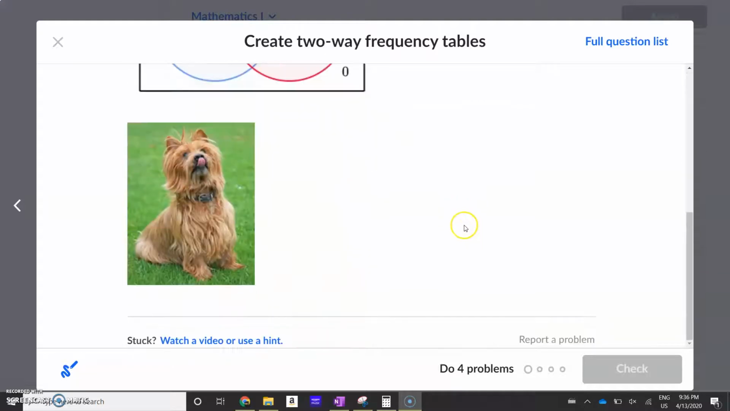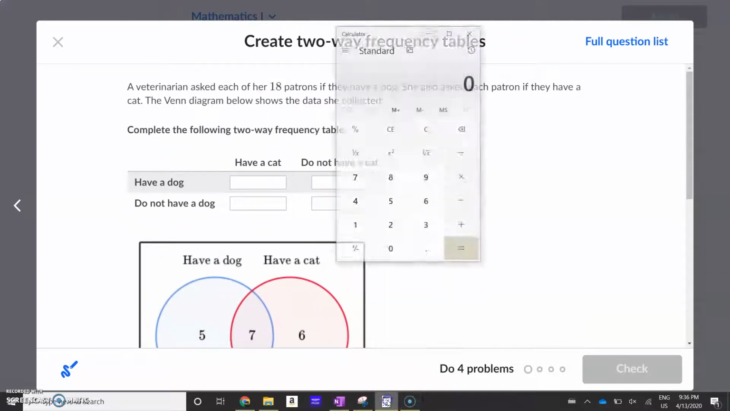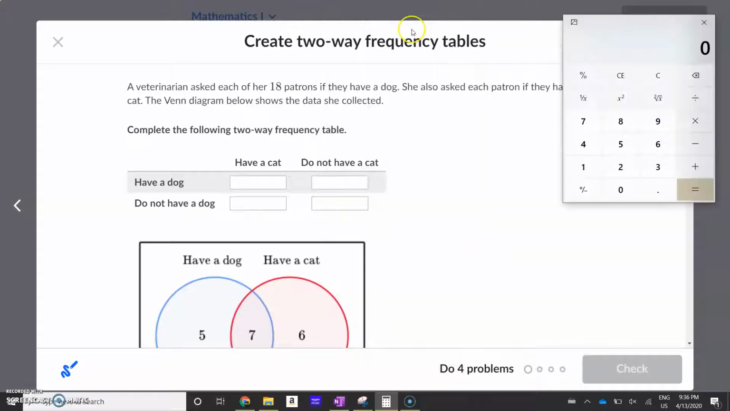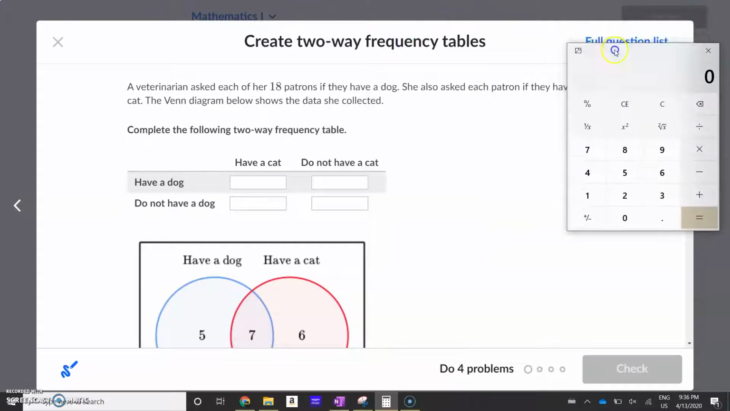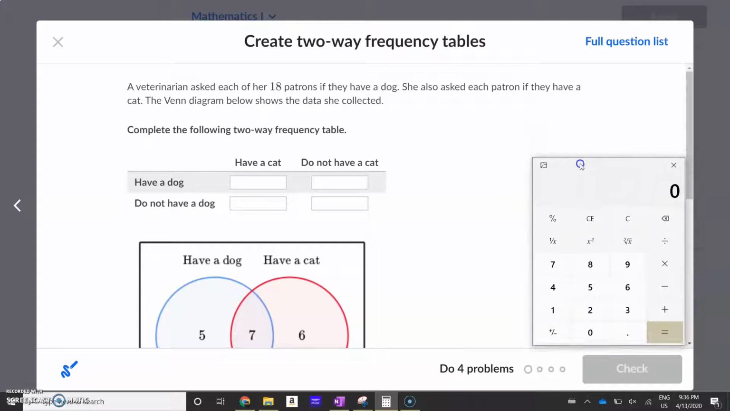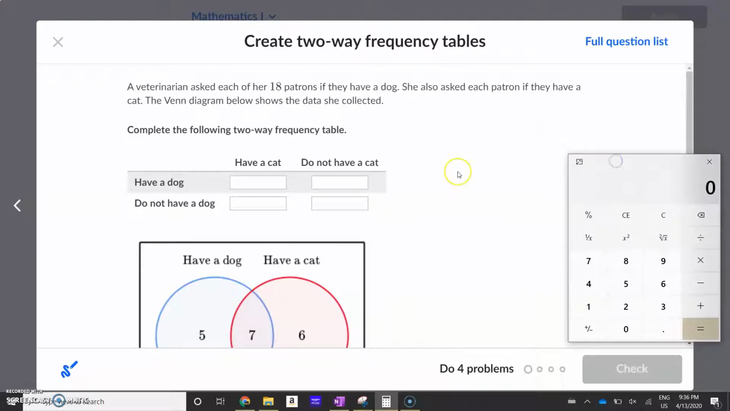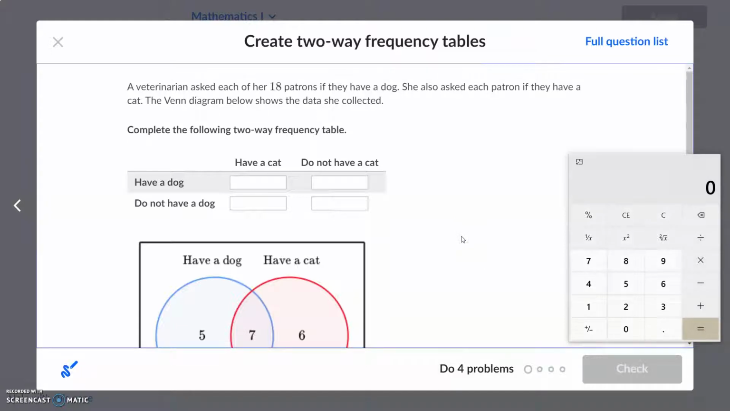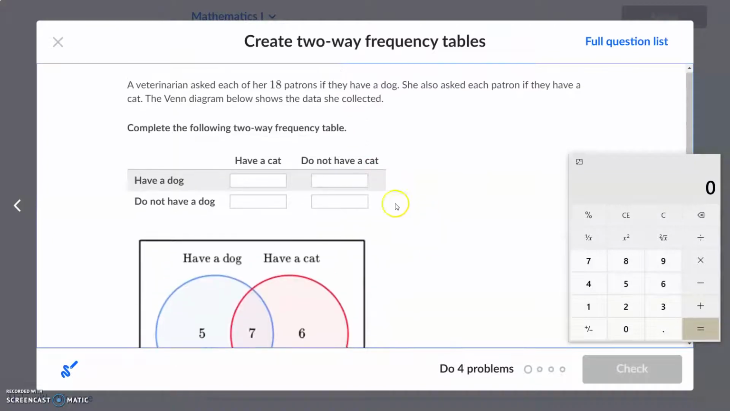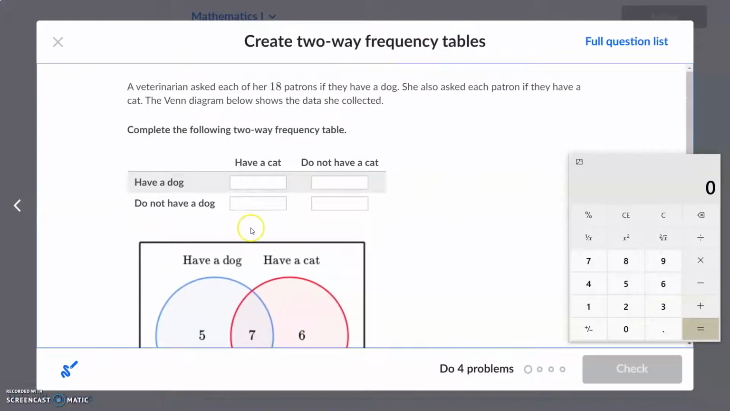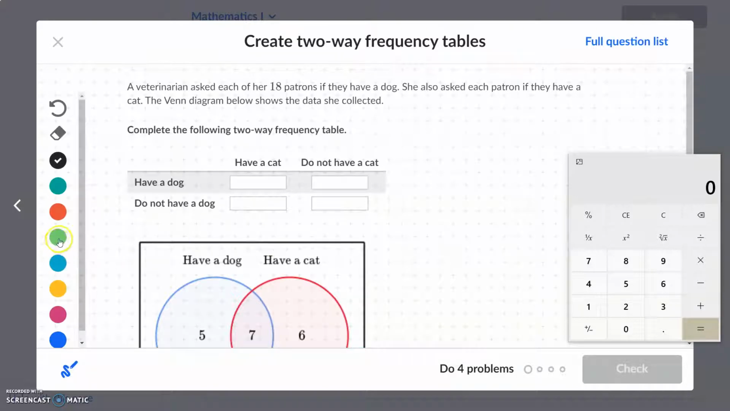I'm not sure if there's one up here, so let's launch our calculator so we can have it nearby in case or when we need it. We are going to need it eventually. Okay, so in this type of problem, we're going to create this two-way frequency table. Now notice the frequency table does not have the total row or the total column. So we're probably going to need to put that in so that we can actually see everything we need. So let's go ahead and put that in.